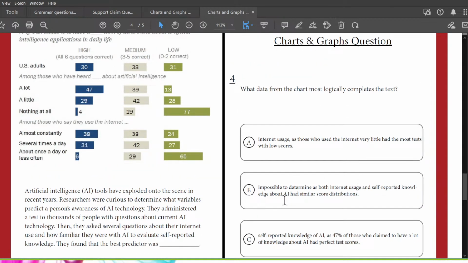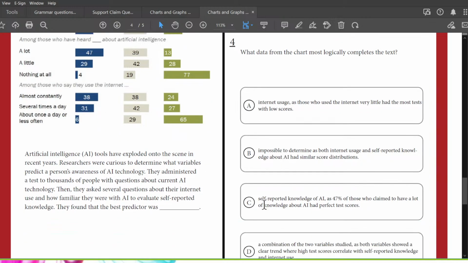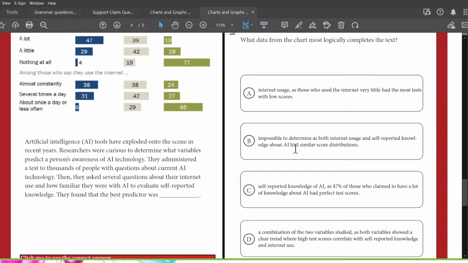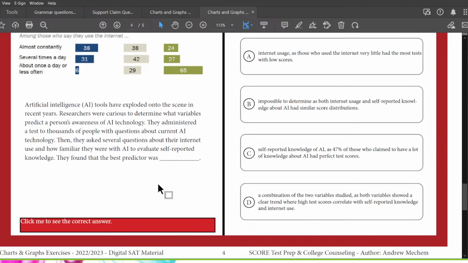It does say, okay, do they have similar score distribution? Just taking a quick look, I wouldn't say it's totally similar. I see some pretty big differences here, so I don't think that makes sense. Self-reported knowledge of AI: 40% of those who claim to have a lot of knowledge about AI had perfect test scores. That would do it. It is true. 47% who say they knew a lot about AI had perfect test scores. I think that's the best answer. I agree with all of you. I would mark C and move on. That looks like a good answer to me.